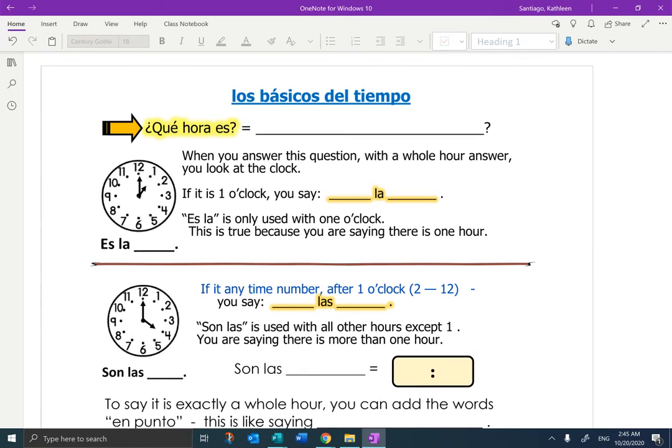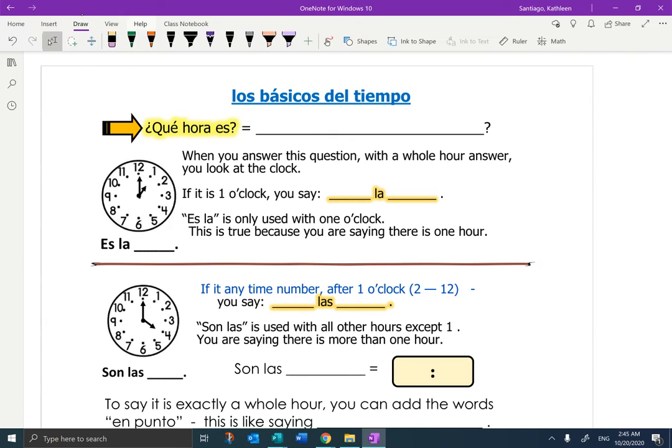So the first thing is ¿Qué hora es? When you're asking the question ¿Qué hora es? I feel like we've already learned a couple of these, but the word ¿Qué means what? And hora really means hour. So when you say ¿Qué hora es? You're asking what hour is it? But in English, we would say, what time is it? Just remember that hora is really hour. So you're really asking, what hour is it? ¿Qué hora es? What time is it?